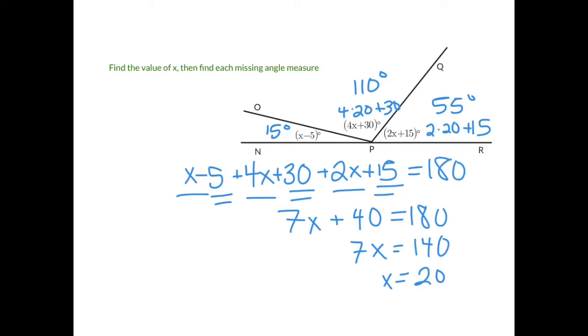Now it looks like I did a good enough job here matching the diagram picture with the degree mark, but please don't always trust that. Just because this looks like it should be 15 degrees compared to 55 and 110 doesn't mean it's always going to end up that way. So please always double check your calculations, plugging your answer into the expressions that are given.